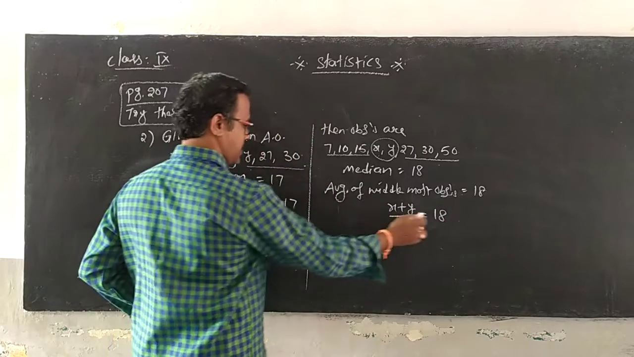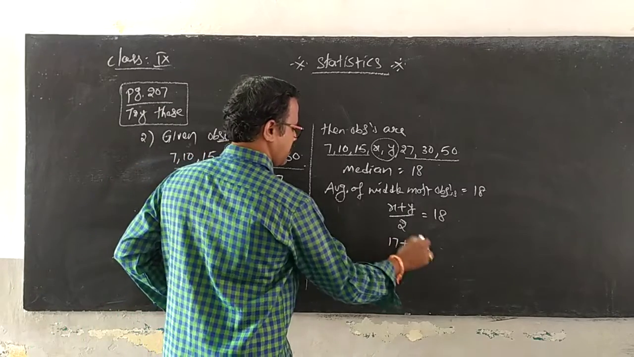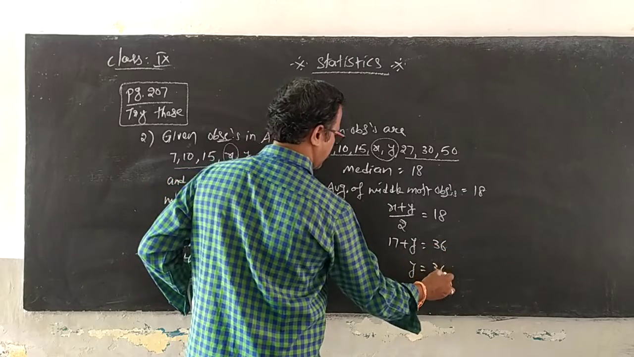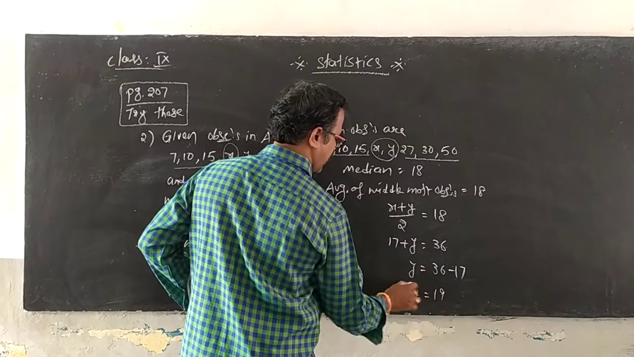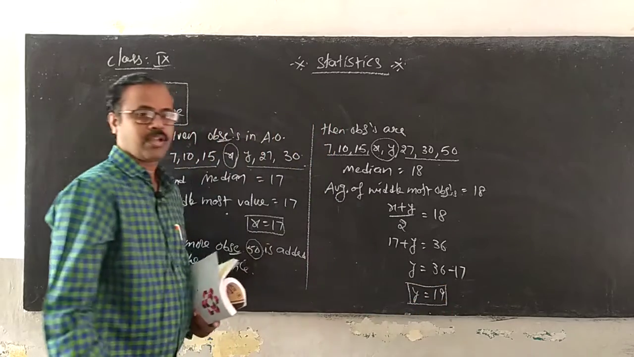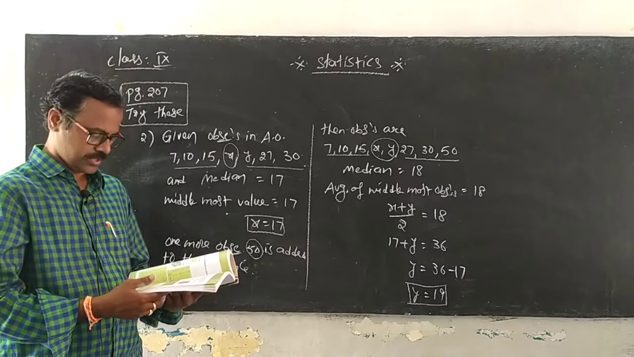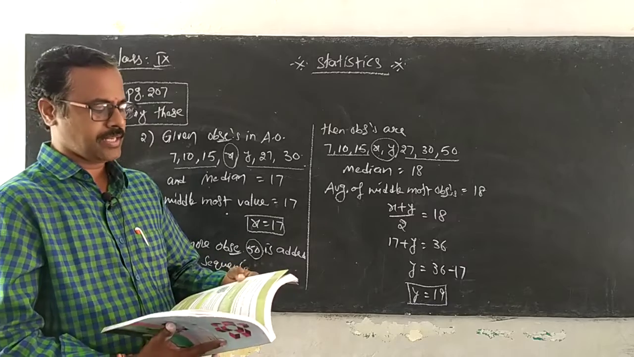Make cross multiplication and substitute x there. 17 plus y is equal to 2 times 18, which is 36, and y is equal to 36 minus 17. So y is equal to 19. So you got the value for x as well as the value for y. Okay, right. Very good, Nana. Now we are going to see page number 208.